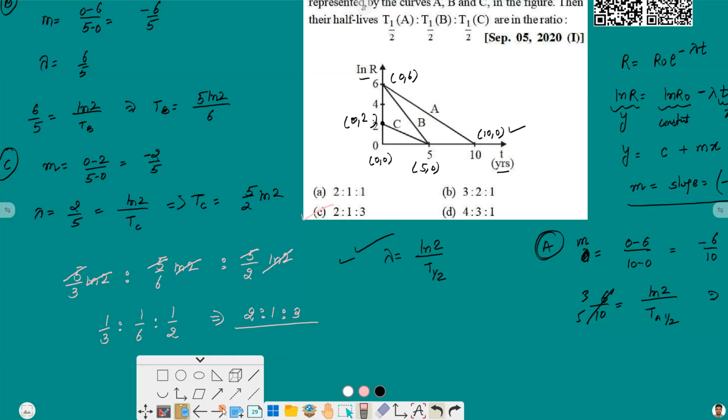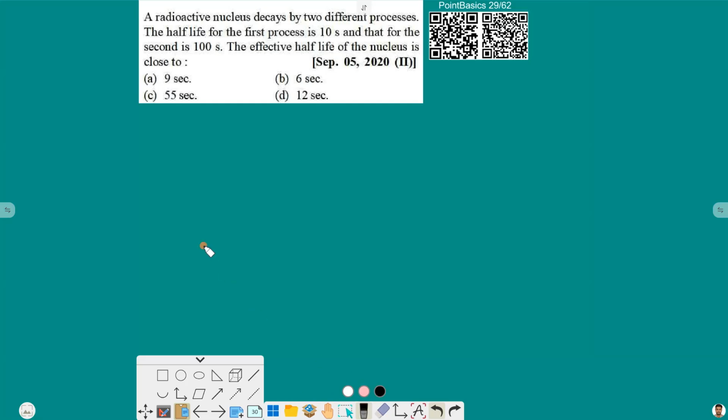Let us move to the next one. A radioactive nuclei decays into two different processes. The half-life of the first one is 10 seconds and that of the second is 100 seconds. Find the effective half-life. In these types of scenarios, the effective half-life is given by 1 by T effective equal to 1 by T half for the first plus 1 by T half of the second.